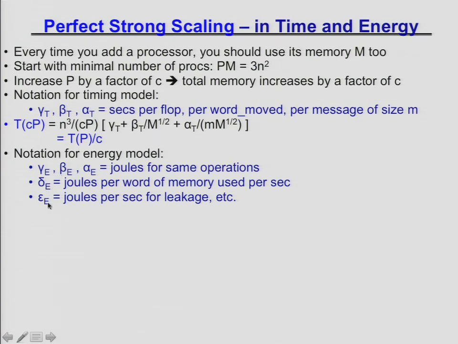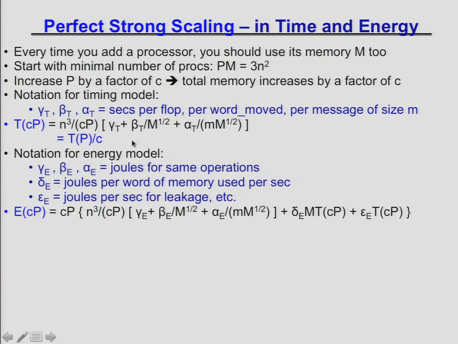And then finally, there's one more term, which is how many joules per second for everything else. Because the machine is kind of leaking energy all the time. There's fans, there's whatever else. So let me throw all that together in this epsilon term, joules per second. So now I can write down an expression which is kind of messy. And there are all the terms put together.